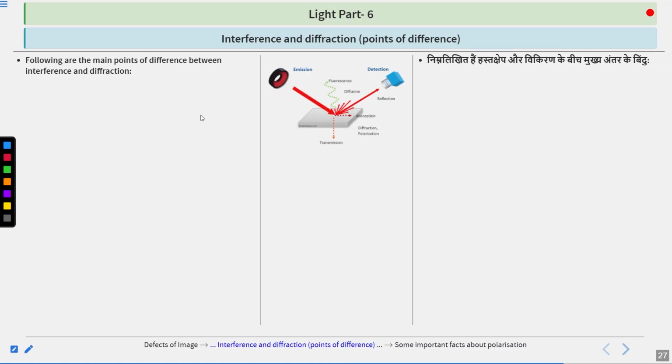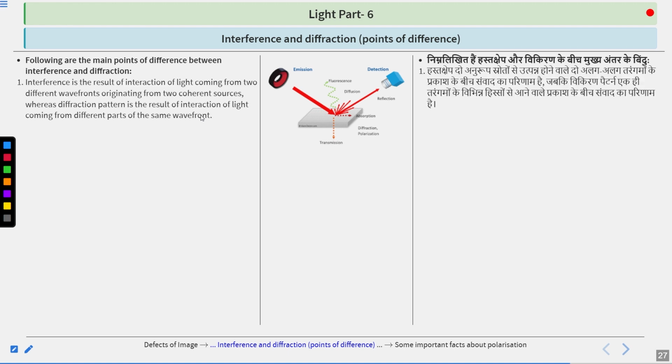Now, interference and diffraction, what are the points of difference? Let's have a talk over them. Following are the main points of difference between interference and diffraction. Interference is the result of interaction of light coming from two different wavefronts originating from two coherent sources, whereas the diffraction pattern is the result of interaction of light coming from different parts of the same wavefront.